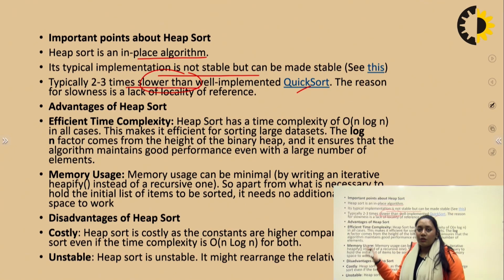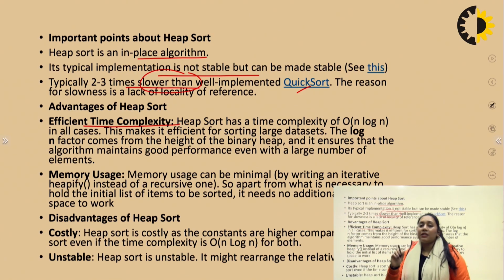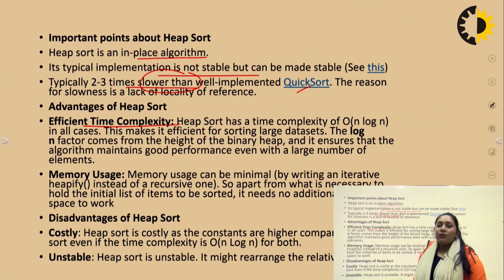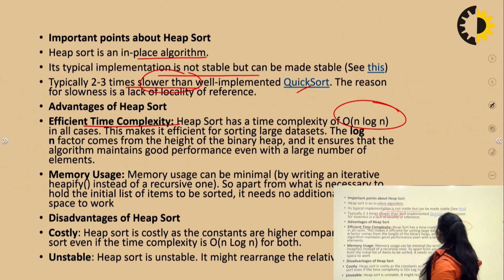Next, let's talk about the advantages of heap sort. Heap sort is time efficient. The time complexity is O(n log n), right? We use heap sort on large data sets, because it takes a larger time to compute and solve the data, and that's why it requires more time to compute all the elements.